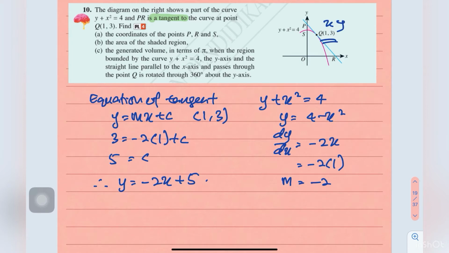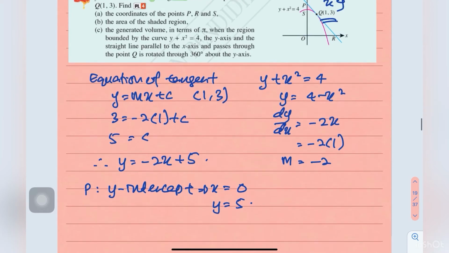Okay, to find point P, P is the y-intercept, so x equals 0. Therefore y equals 5. So P is (0, 5).